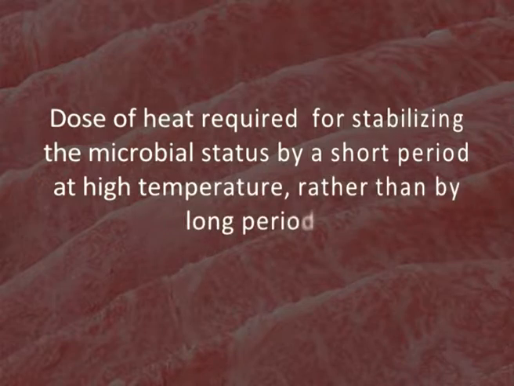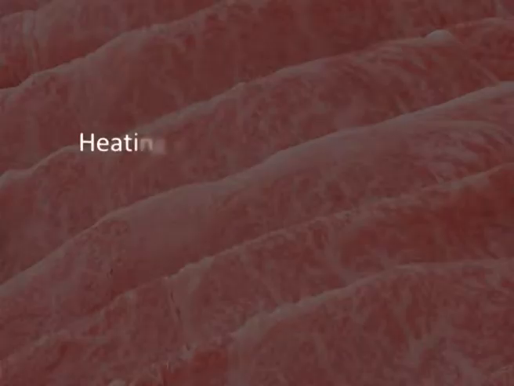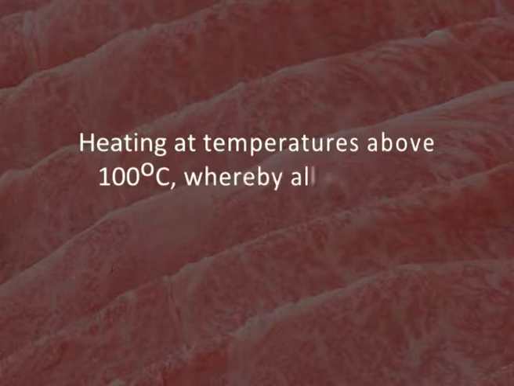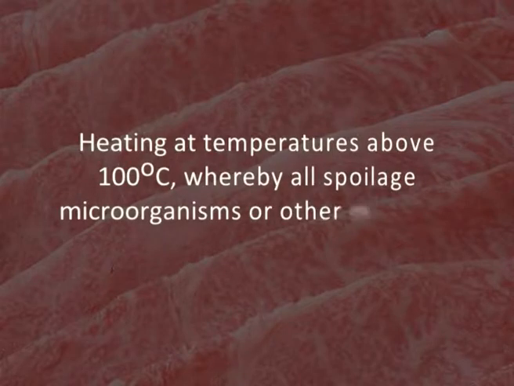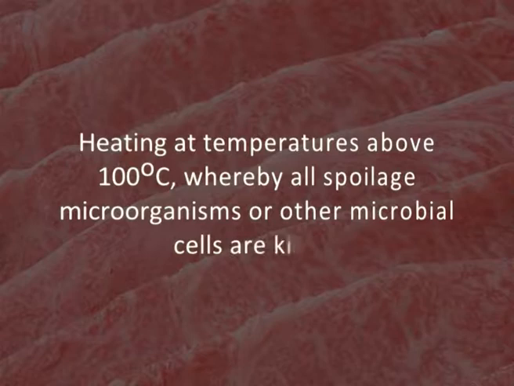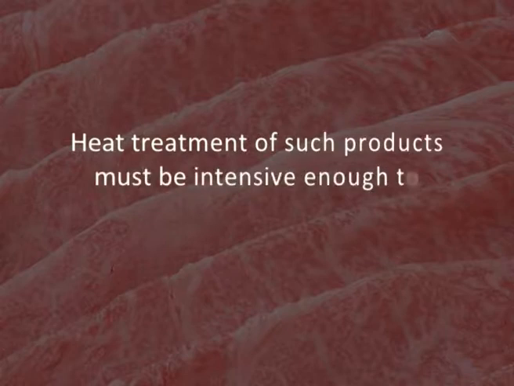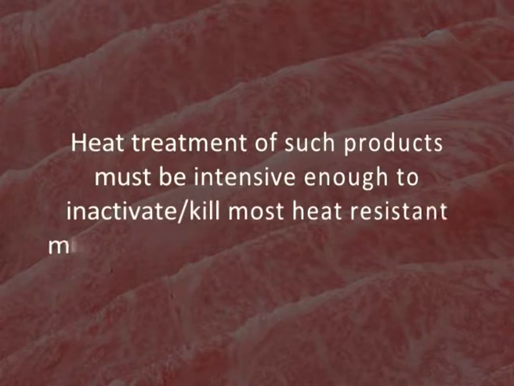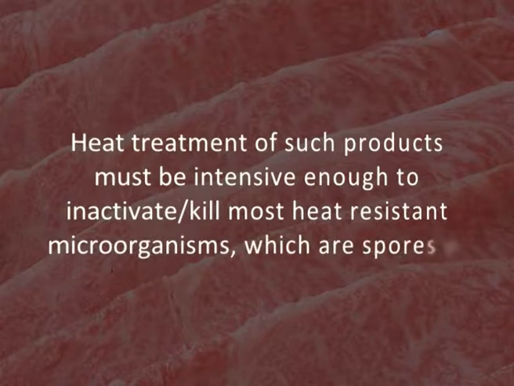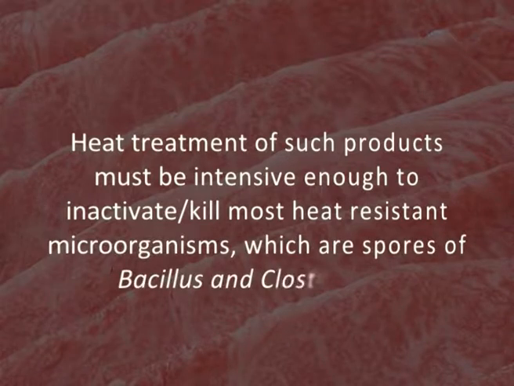Sterilization refers to a severe heating at temperatures above 100 degrees centigrade, whereby all spoilage microorganisms or other microbial cells in meat are killed. The aim of sterilization of meat products is the destruction of all contaminating bacteria, including their spores. Heat treatment of such products must be intensive enough to inactivate or kill the most heat-resistant microorganisms, which are the spores of Bacillus and Clostridium.